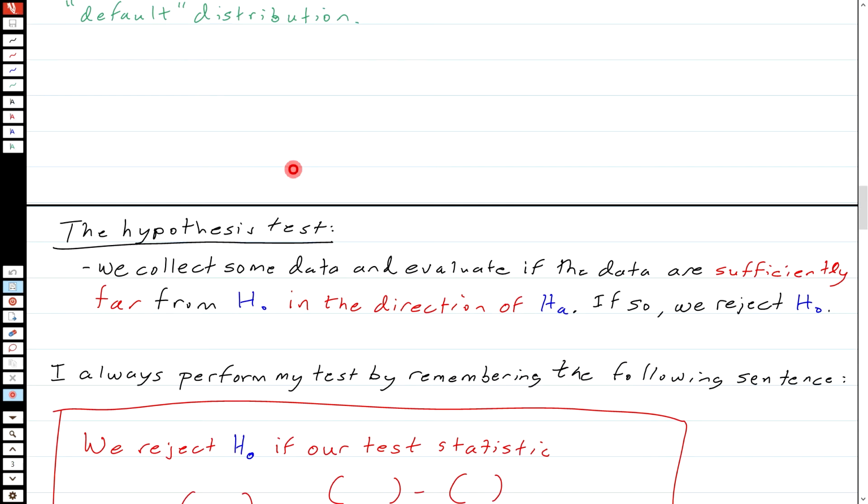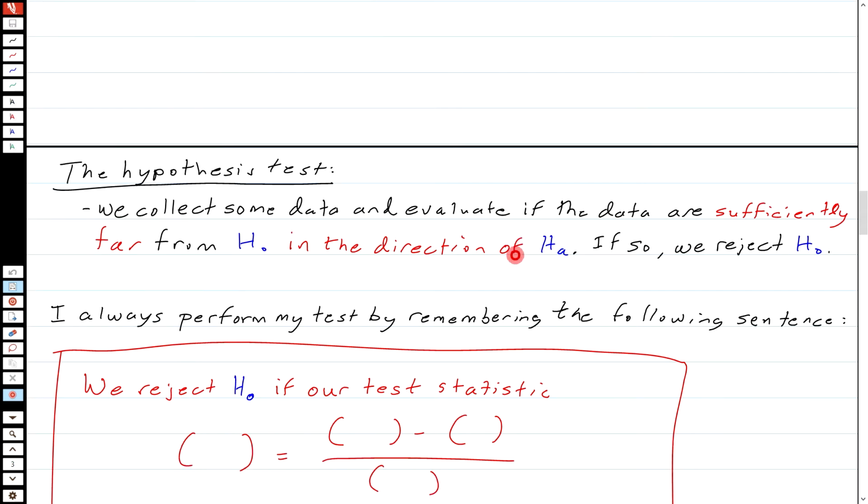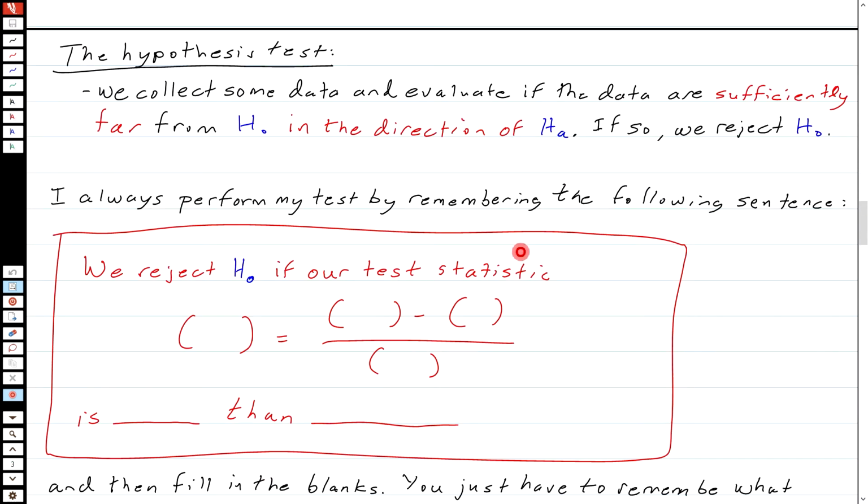Okay, so the basic idea behind a hypothesis test is we're going to collect some data and evaluate if the data are sufficiently far away from H naught, but it has to be in the direction of HA. If so, then we reject H naught and conclude that HA is correct at a certain level of confidence. I always perform my test by remembering the following sentence: we reject H naught if our test statistic, blah, blah, blah, is something than something. And then it's just a matter of filling in the blanks. So I encourage you to remember this sentence.